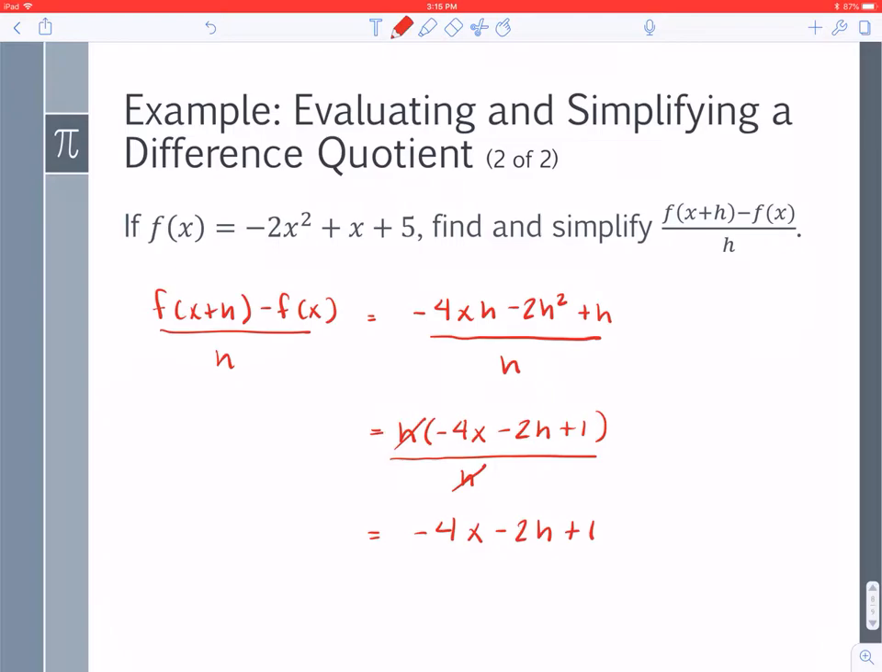For those of you who are going to be taking calculus later, if we were to let h go towards 0, so h becomes the number 0, we would end up with minus 4x plus 1. And minus 4x plus 1 is the derivative of that function. So keep that in mind when you take calculus, that Professor Castle said that when you have the difference quotient and you let h go towards 0, you find the derivative of your function.